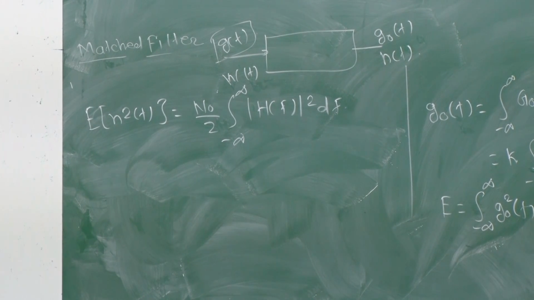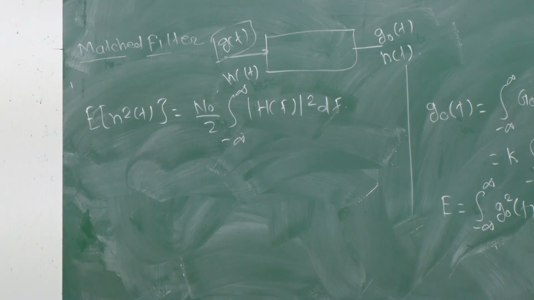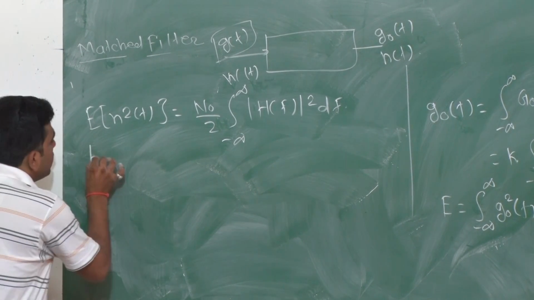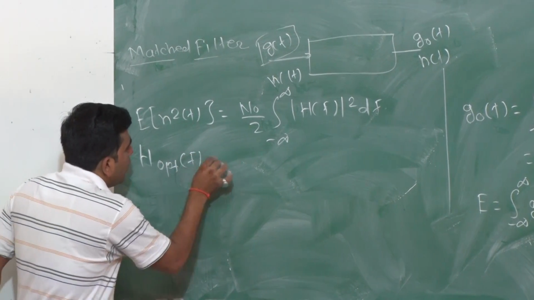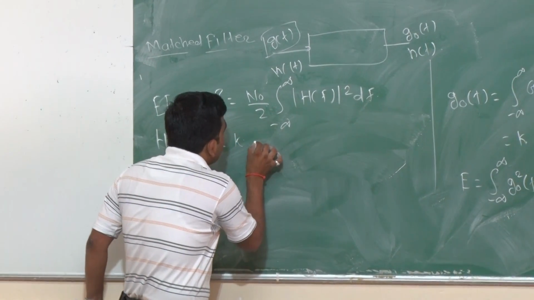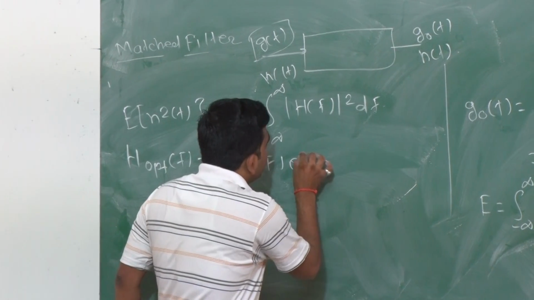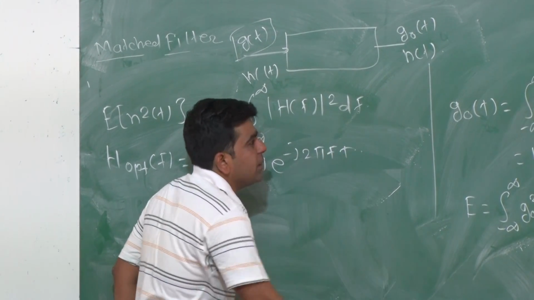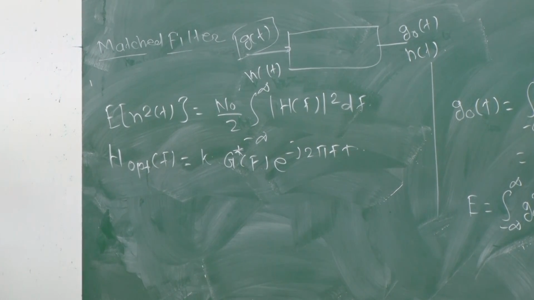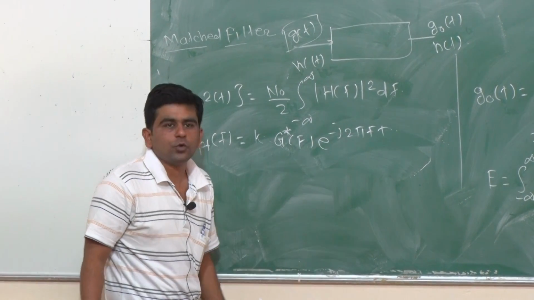Here this filter response optimum value H of f optimum is given as K multiplied with G of f complex conjugate into e raised to minus j 2 pi f capital T. Is it correct? This optimum value of this filter gives the maximum signal to noise ratio, that is equal to K into G of f, input signal frequency response, its complex conjugate multiplied with e raised to minus j 2 pi f capital T. We are sampling this signal y of t for a duration of capital T. So here we will get K into G of f e raised to minus j 2 pi f capital T.